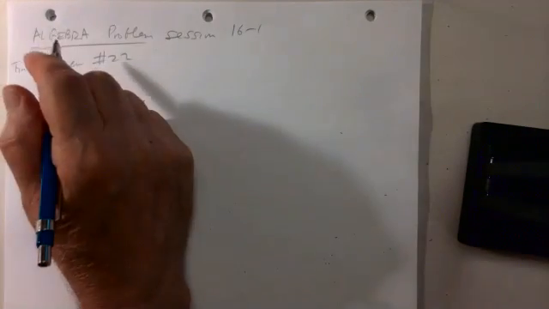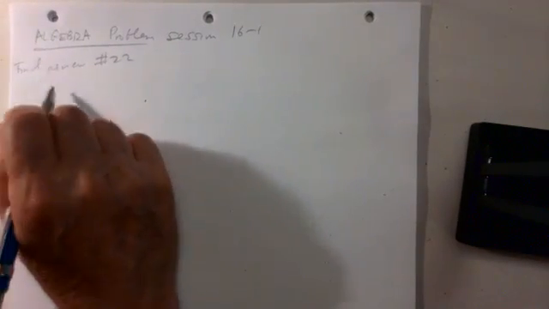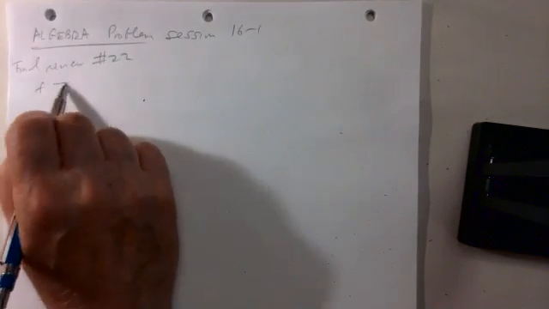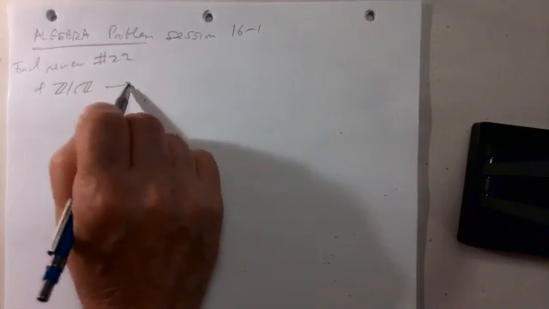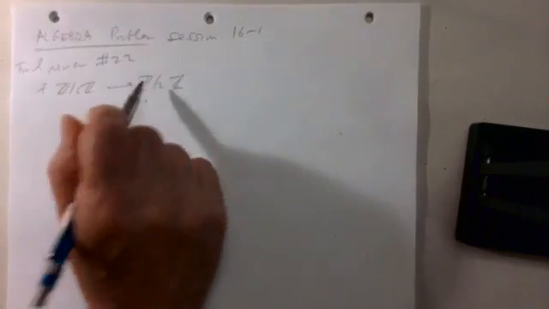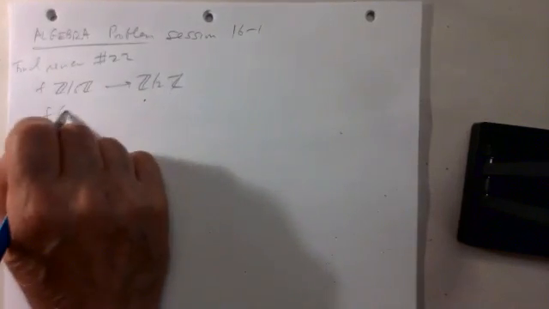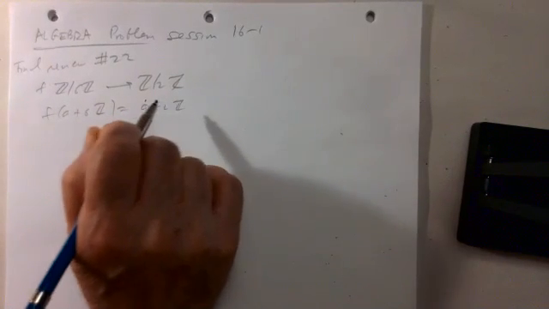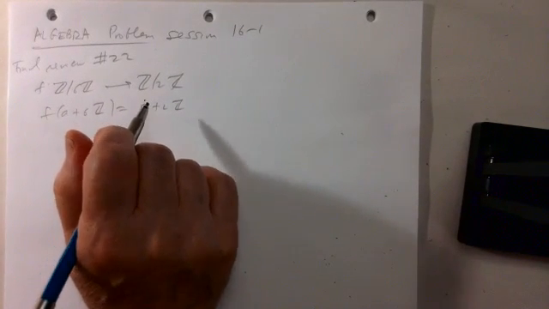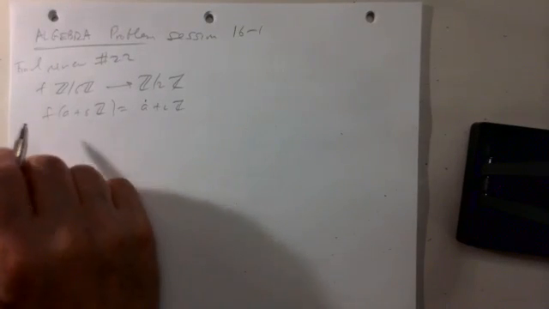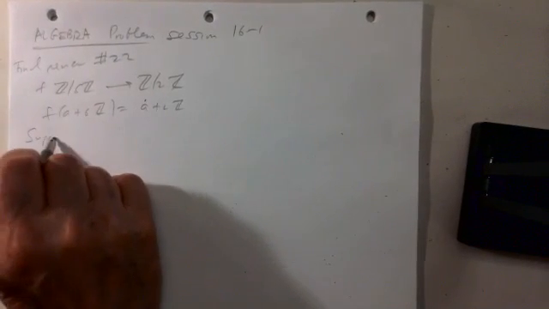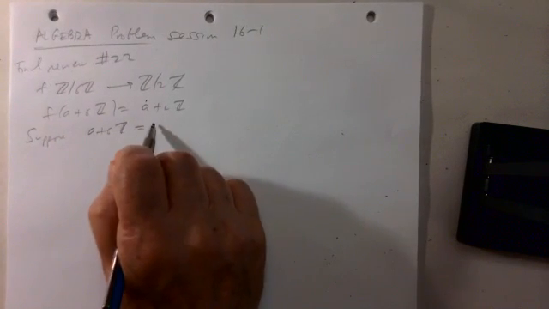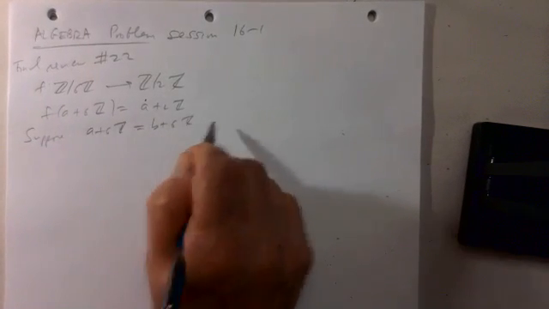So we have a function f from Z mod 6Z to Z mod 2Z defined by f of the congruence class a plus 6Z is the congruence class a plus 2Z. So we want to show this is well defined. What that means is, suppose a plus 6Z equals b plus 6Z.